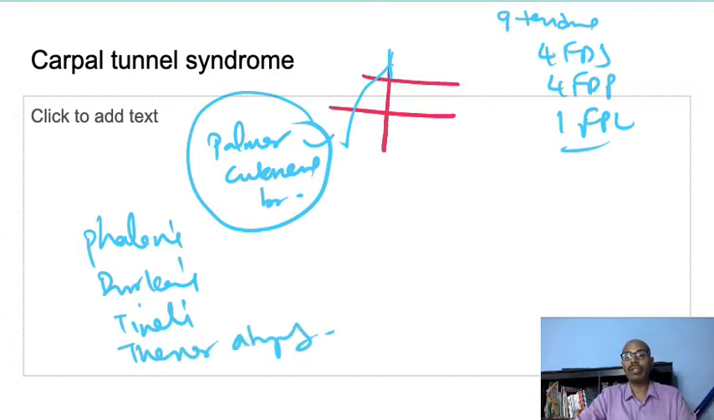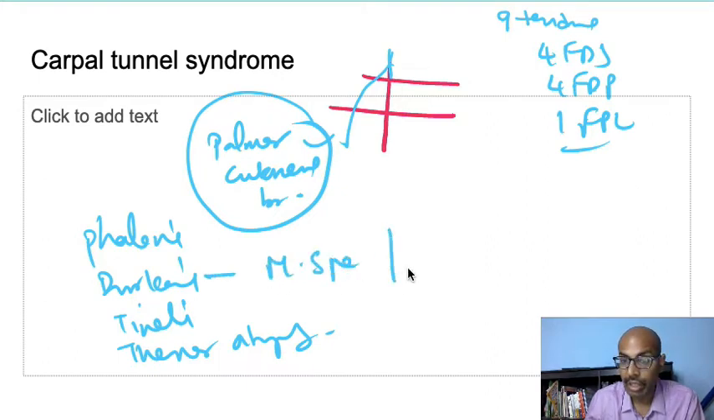So what is a Phalen's test? You ask the patient to palmar flex both wrists and keep them like this for half a minute to 1 minute. If it recreates the symptoms of numbness and tingling, that indicates carpal tunnel syndrome. What is a Durkan's test? The examiner places pressure on the carpal tunnel with the thumb for about half a minute, and if it recreates the symptoms, it indicates carpal tunnel syndrome. Durkan's test is the most specific and sensitive test for carpal tunnel syndrome.